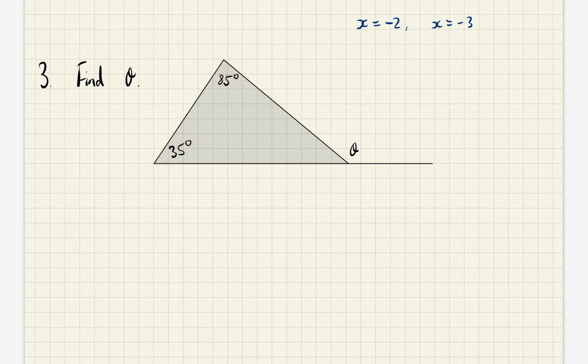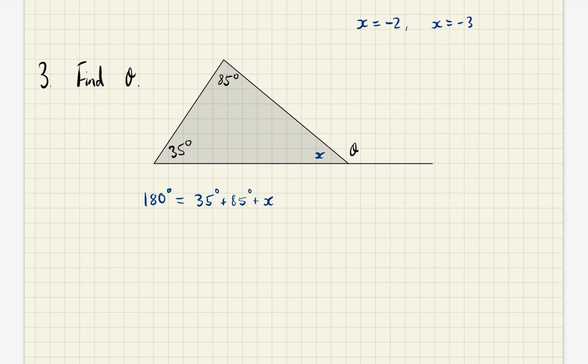So we've been given 2 angles, 35 degrees and 85 degrees. We don't know this one, and we need to find theta. Now, what we know about a triangle is that they have an angle sum of 180. So that means I'm going to call this x. We're going to have 35 plus 85 plus x, and that will equal 180.